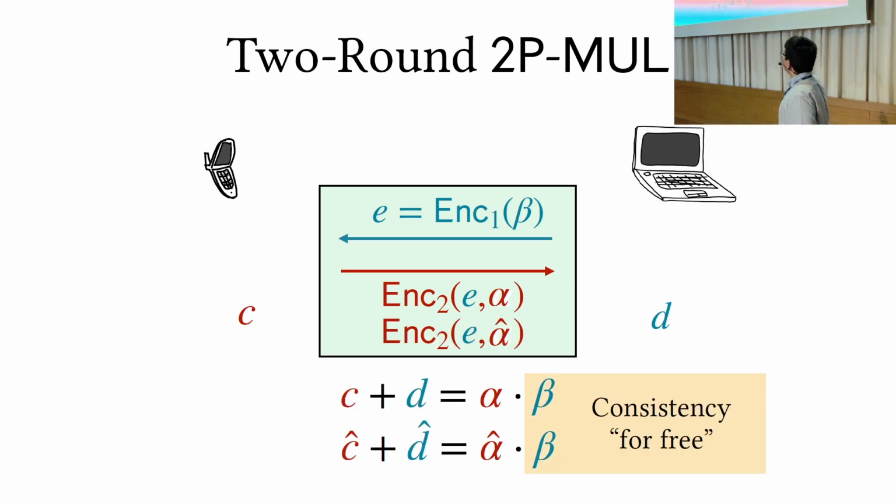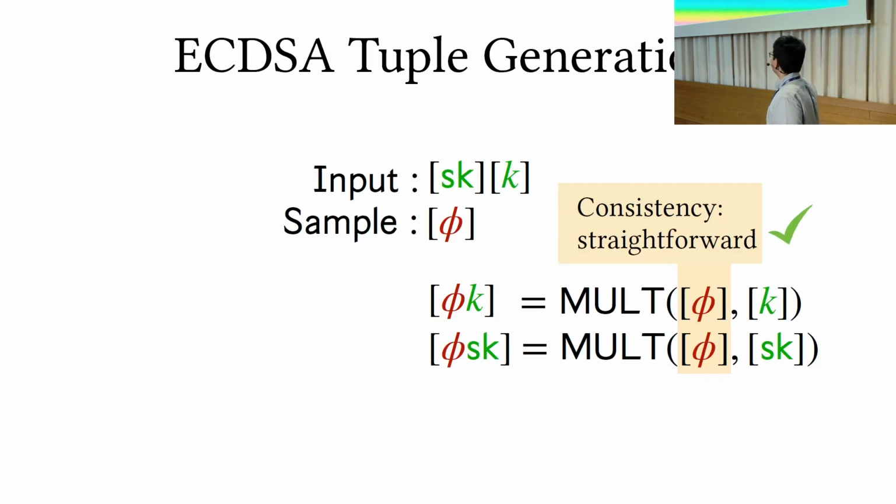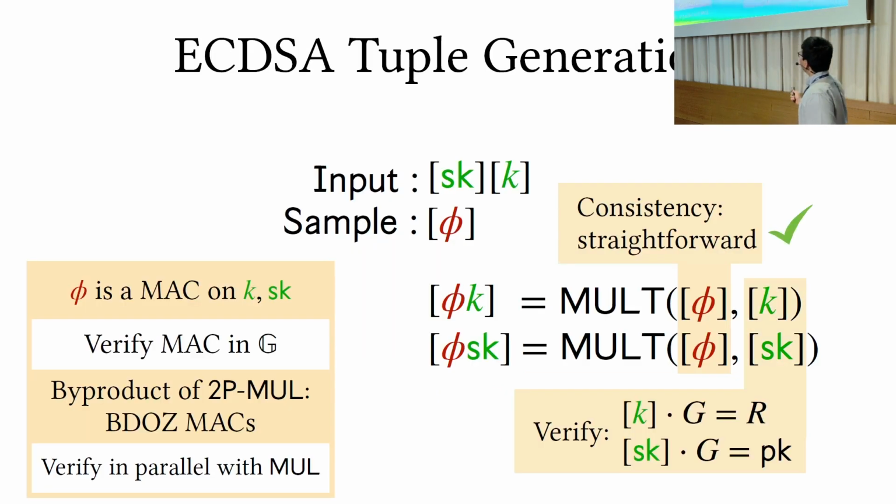Basically, verifying the consistency of phi almost comes for free by using vector OLE instead of OLE. It's not so interesting. The more interesting one is this, right? The verifying the discrete log thing.